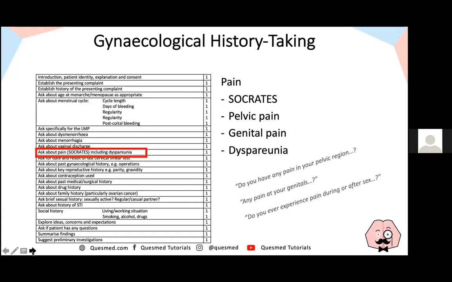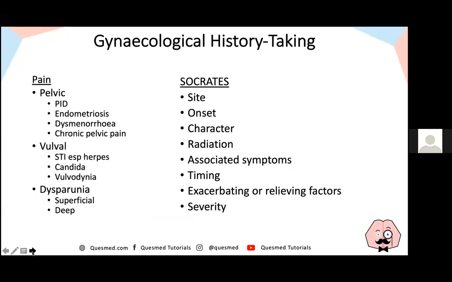And talking about pain, we do specifically ask if the person has any pain, and we can use our SOCRATES to explore that. And I like to talk about pain in terms of pelvic pain, genital pain, and dyspareunia. So pelvic pain being pain more in the lower abdomen, vulval pain being more in the genitals, and dyspareunia being specific to pain during or after sex. And we can explore that further.